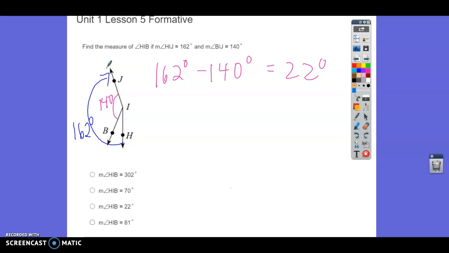Now you can see that they're asking for the measure of HIB, which is going to be 162 degrees minus 140. So the measure of HIB is 22 degrees.